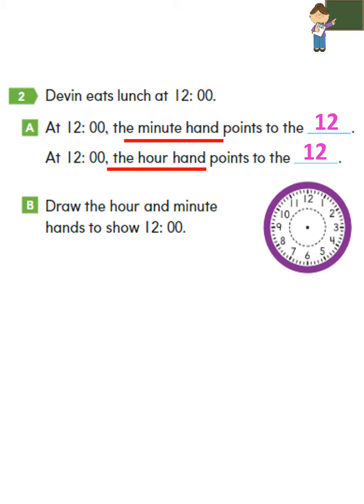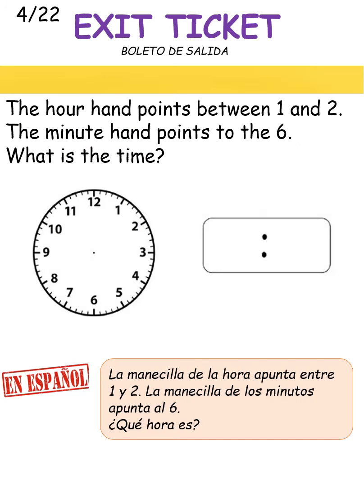Now on B, let's draw the hour and minute hand to show 12 o'clock. The minute hand points at the 12 and the hour hand points at the 12. That makes it 12 o'clock.